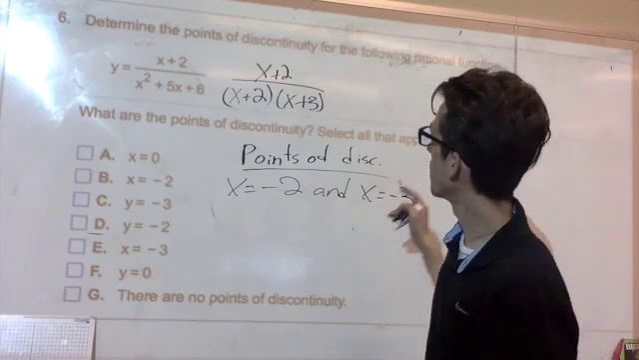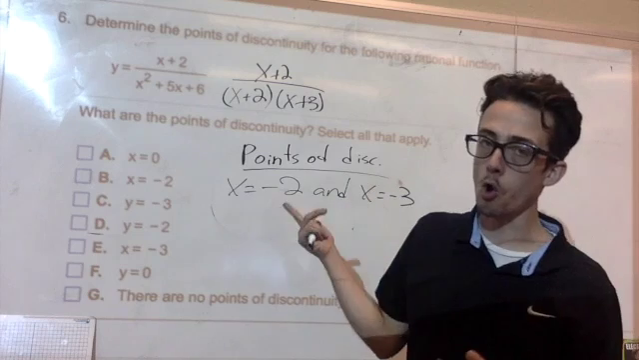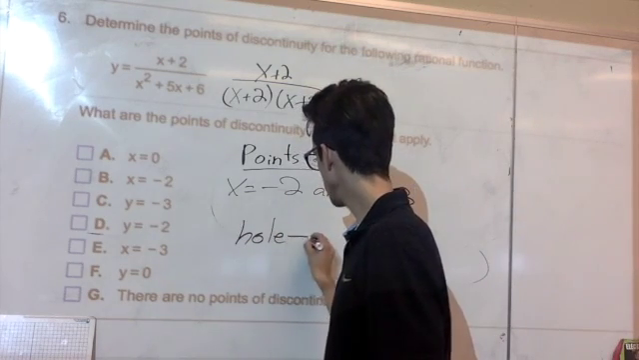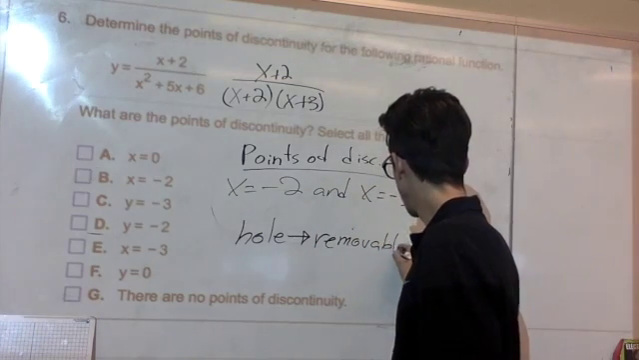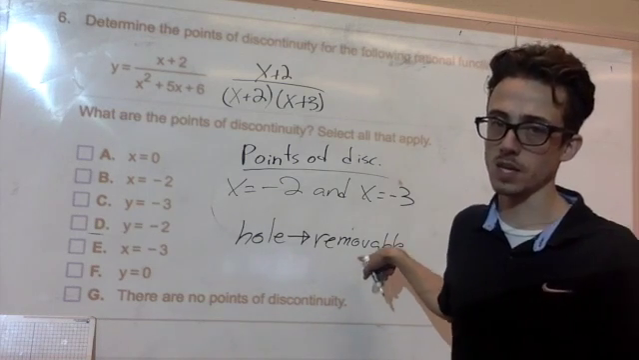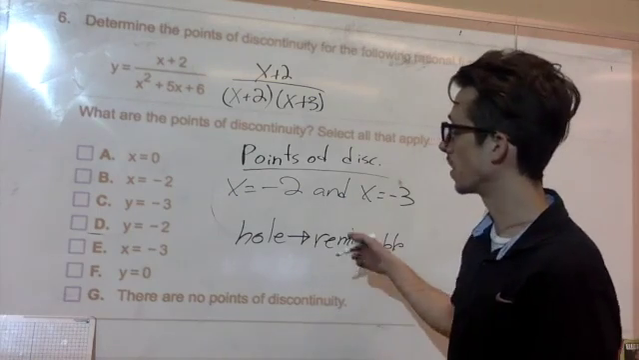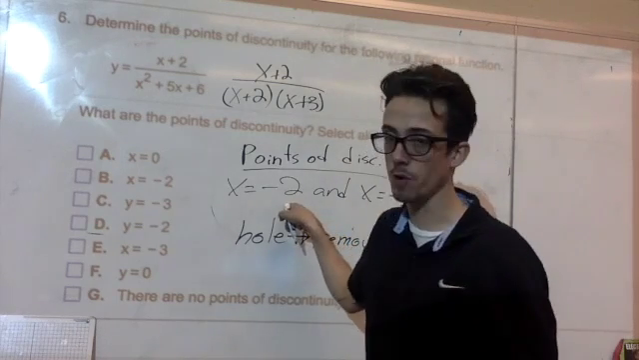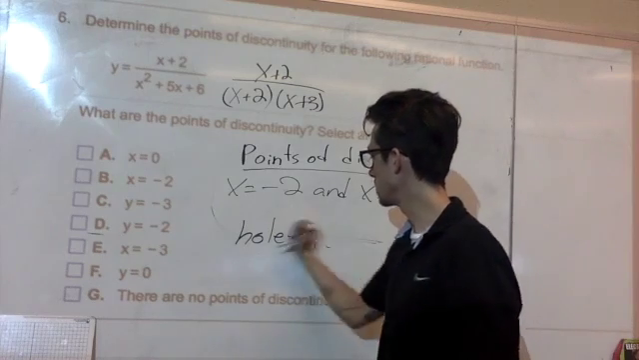Since we are talking about when they're removable or non-removable, whenever there's a hole, so let's also write that. So since we have a hole, when there's a hole for one of our points of discontinuity, we say that it's removable. And if it's not a hole, then it's non-removable. So since x plus 2 repeats, this is removable. So this is a removable point.